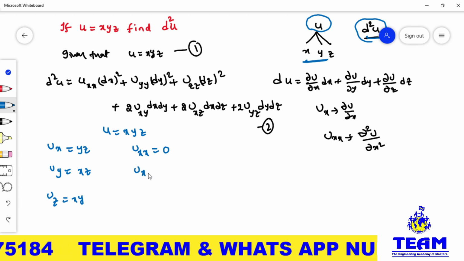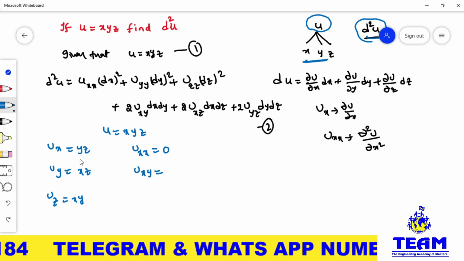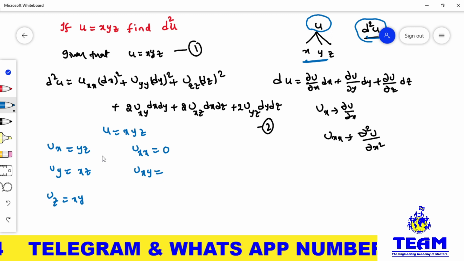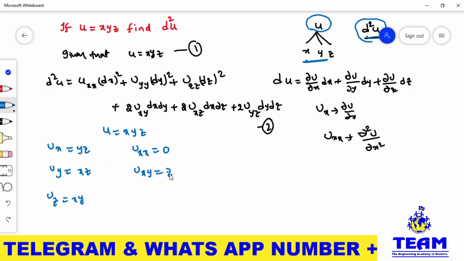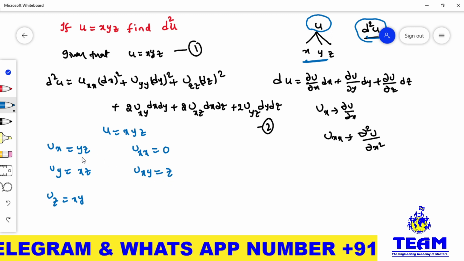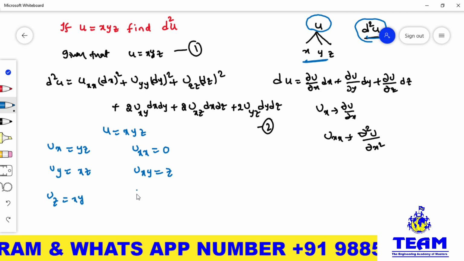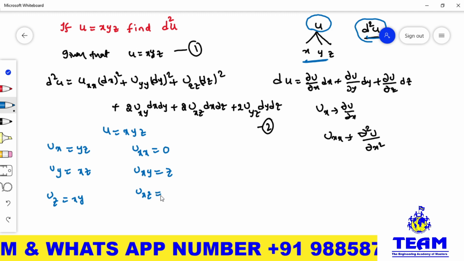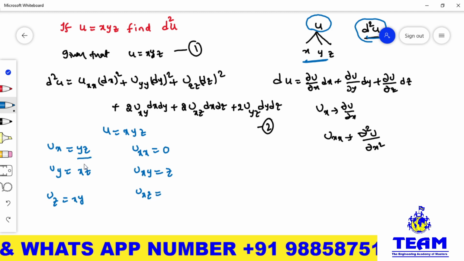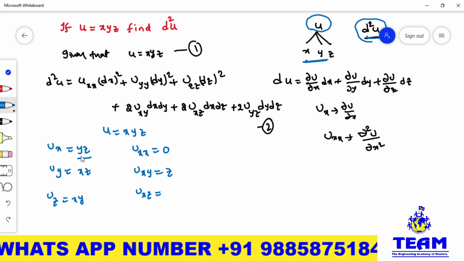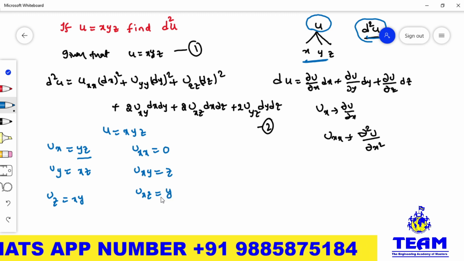Next, ux with respect to y. Is there any y term? Yes, we have a y term and a z term also. Here z is a constant while differentiating partially with respect to y. So what is the y derivative now? 1. 1 into z is z. Next, ux with respect to z. Is there any z term here? Yes, we have a z term. And what about the other term? y is there, that is independent. So write down y.